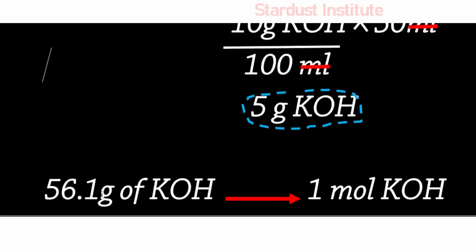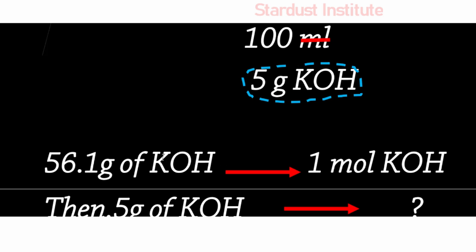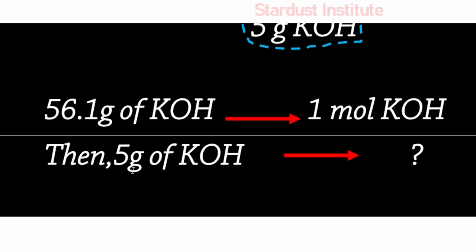We know the molar mass of KOH has been given as 56.1 grams. In 56.1 grams of KOH, there is 1 mole of KOH. Then, in 5 grams of KOH, how many moles of KOH are there? We can find the answer in this way.